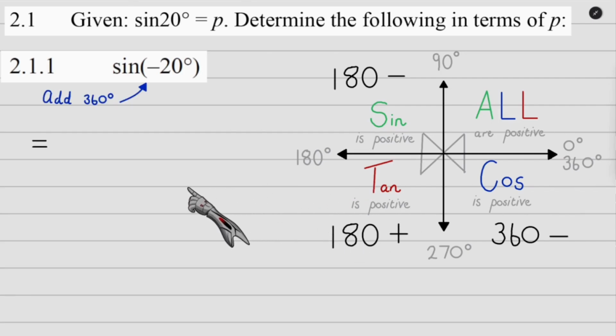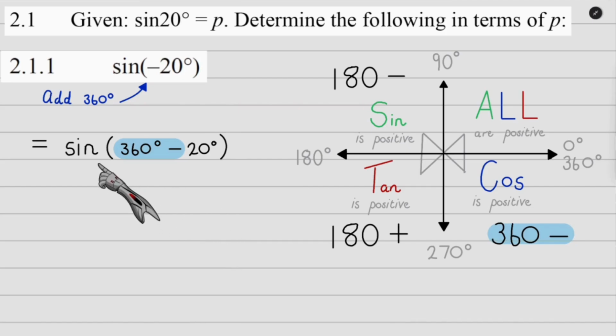so that I can transform it into sine of 360 minus 20, and now I'm in the 360 minus quadrant, so I can tell whether it's positive or negative. Now if I have a sine over there, and if I look at this quadrant, the 360 minus quadrant, only cos is positive here, so it stands to reason that sine will be negative there. So we simply transform it into negative sine of 20, just like that.